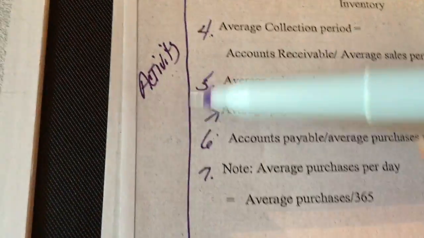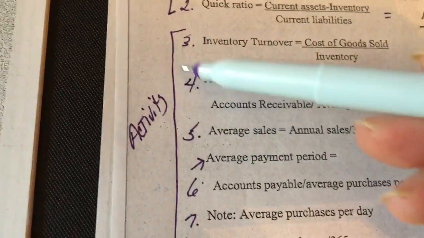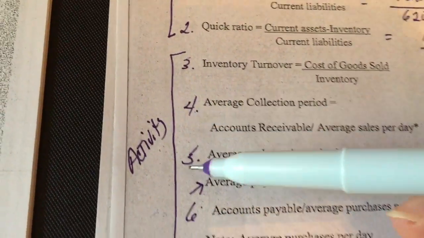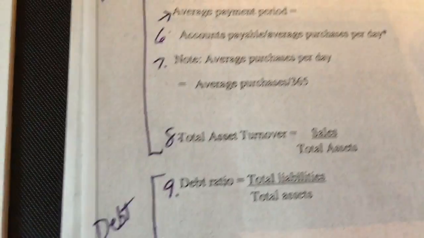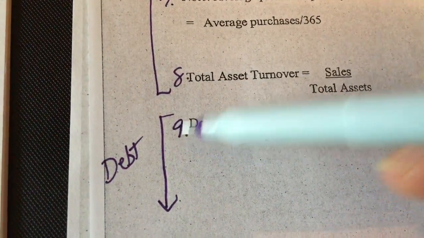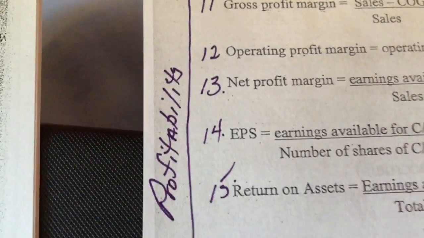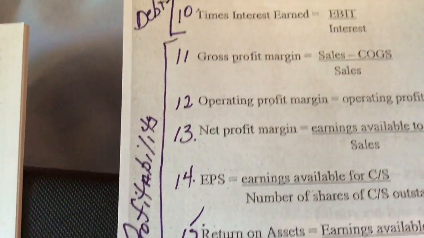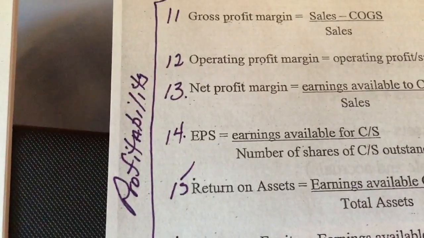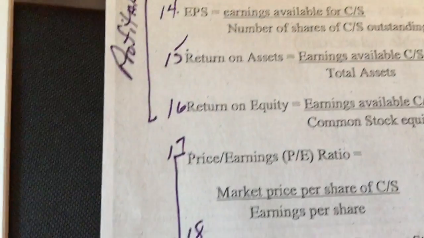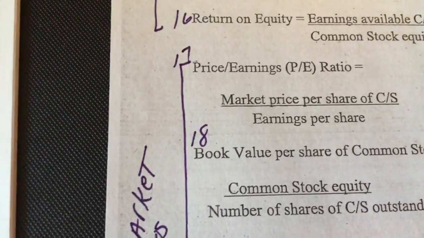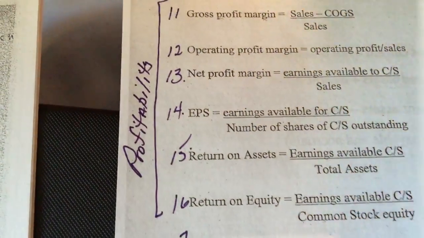Okay. Now, the next we want to look at would be your activity ratios, which we're doing today. So let's look at 3, 4, 5, 6, 7, and 8. And then we want to look at our debt ratios, which would be 9 and 10. Numbers 11 through 15, which would be gross profit to return on assets, is your profitability. And then the last 3 would be your market ratios. We'll get to those in class on Friday.